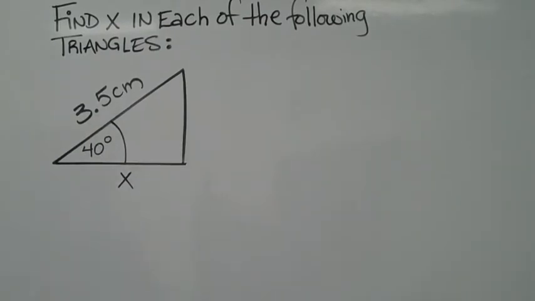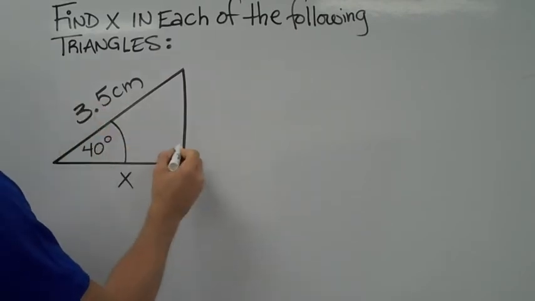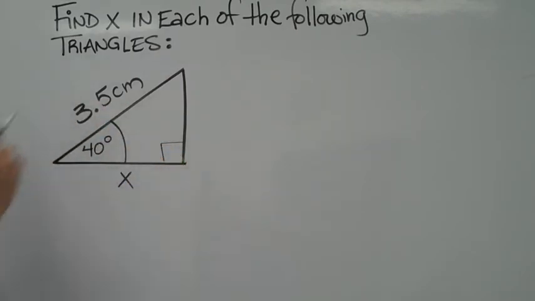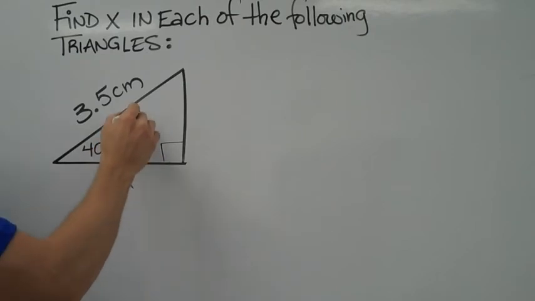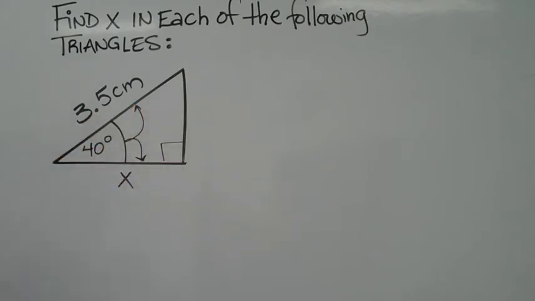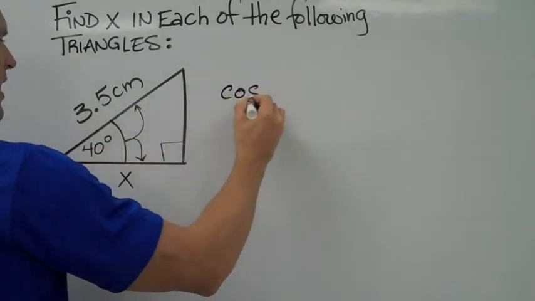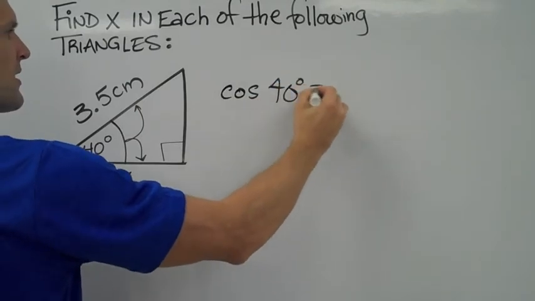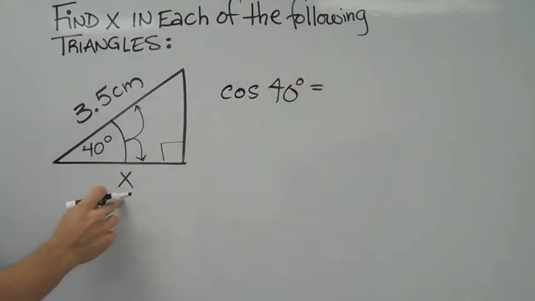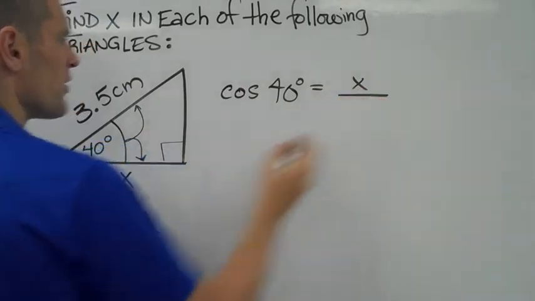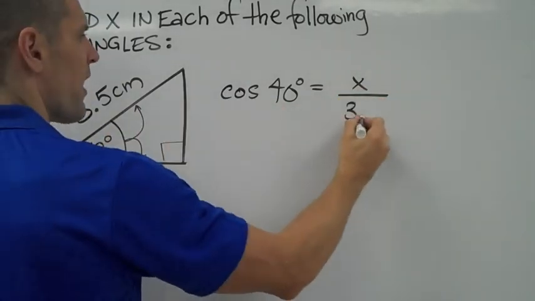Here are some easy problems involving trig ratios. For example, it says here, find x in each of the following triangles. Well, they give me 40 degrees. I know that this is a right angle here. It also gives me that. So my hypotenuse is 3.5 and my x is unknown. Well, if I take adjacent over hypotenuse, I'm talking about cosine. So I can say cosine of 40 degrees is equal to adjacent to 40, which is x, divided by 3.5.